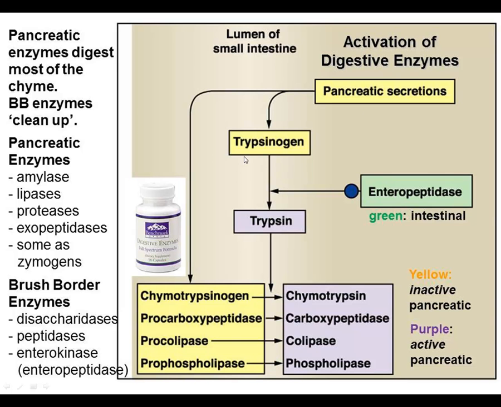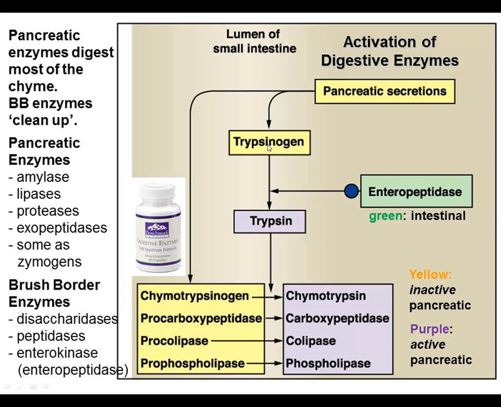You have trypsinogen and lots of other enzymes here that are all inactive. How do I know they are inactive? Because they have "gen" at the end or "pro" at the beginning. So we have procolipase, we have prophospholipase, we have procarboxypeptidase, and the chymotrypsinogen, because it has a "gen" at the end. All of these guys are inactive.